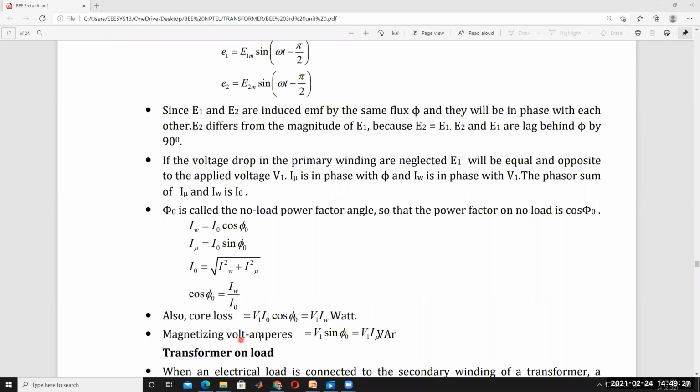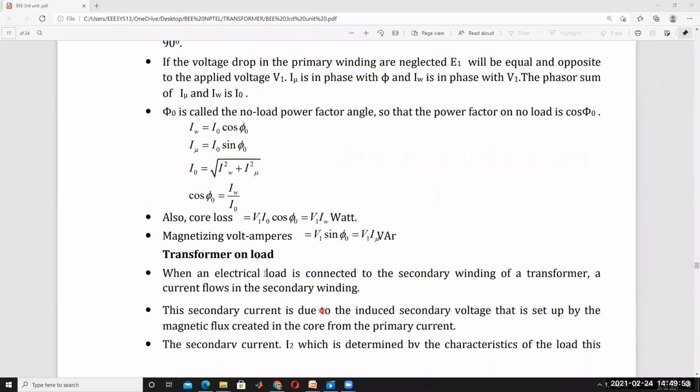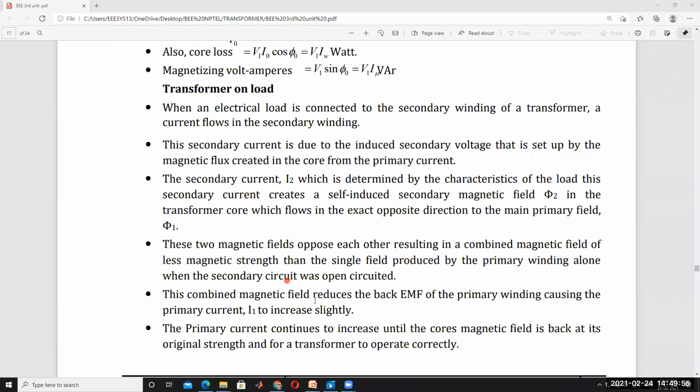Then the magnetizing volt ampere is nothing but V1 I0 sin φ0. That is called VAR, the reactive component. The magnetizing component is nothing but the reactive component. Reactive power units are VAR. This is the reactive component, and this is the wattful component, that's why its units are watts. So V1 Iμ is reactive. These are the different points on the transformer on no load. Now, the transformer on loaded conditions.